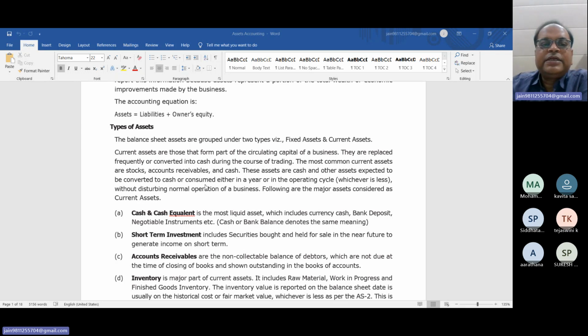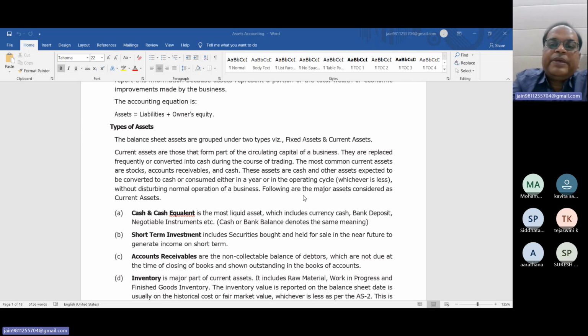The most common current assets are stock, accounts receivable, which means debtors or bills receivable, and cash, as well as its equivalent. And these assets are cash and other assets expected to be converted to cash or consumed either in a year or in the operating cycle, whichever is less. If your operating cycle duration is only 6 months, then 1 year or 6 months, whichever is less, and without disturbing the normal operation of the business.